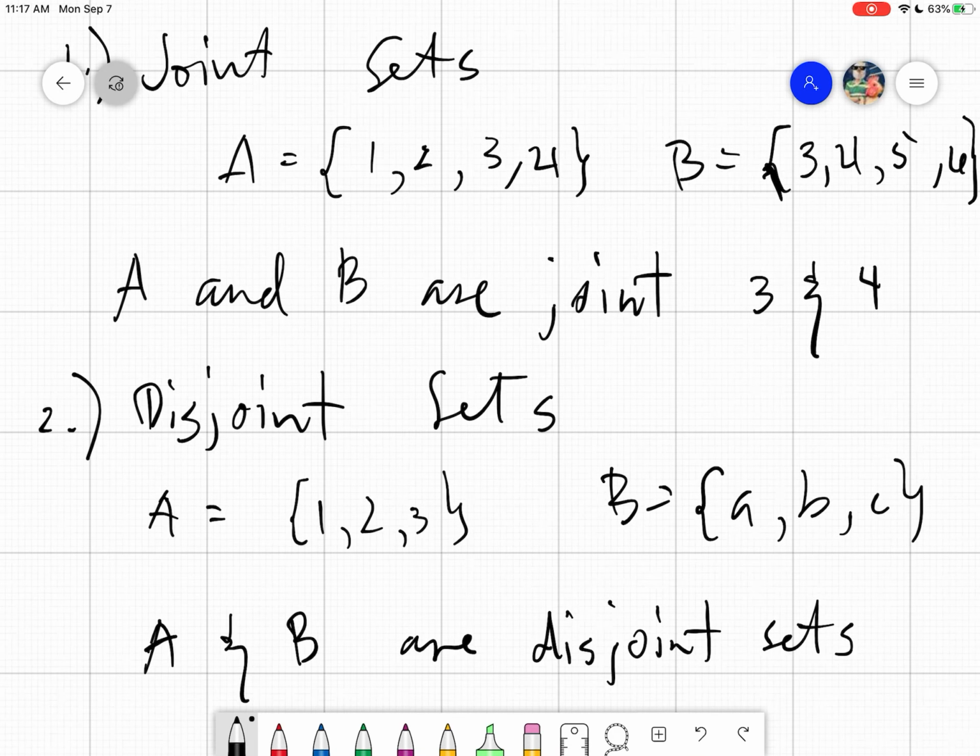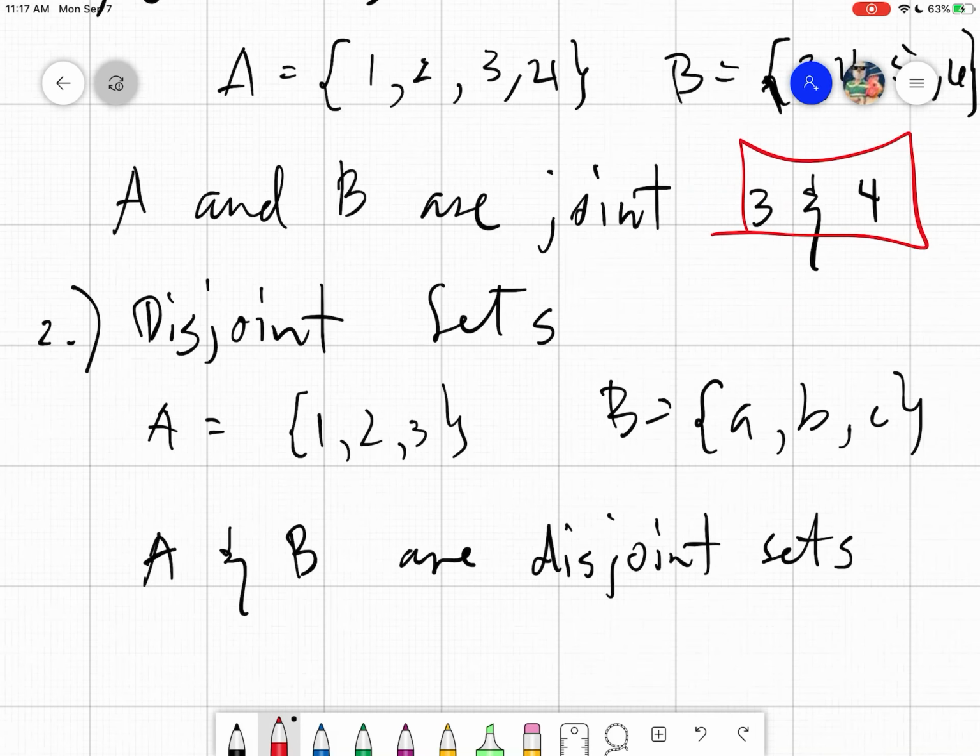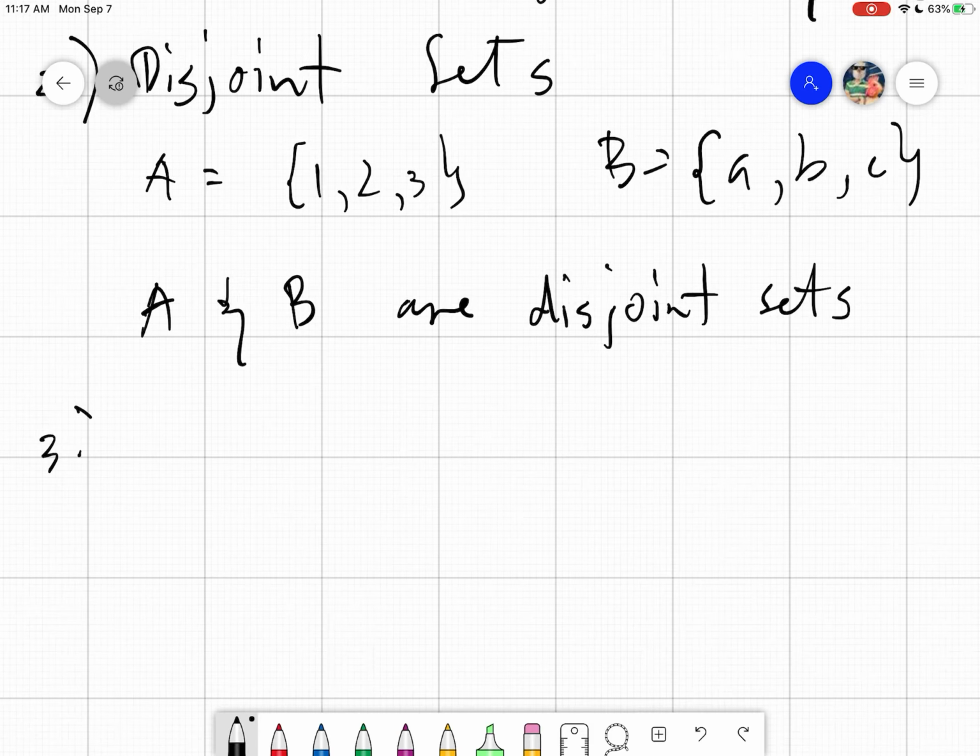So again, sa joint set, at least may isa ka lang, which is of course on this case, ang pares mo lang is 3 and 4. But on disjoint sets, dapat walang common. Wala kang common. Okay? So pag may common kahit isa, automatic, hindi na yung disjoint sets. Okay? So next one, which is natawag natin na subset.